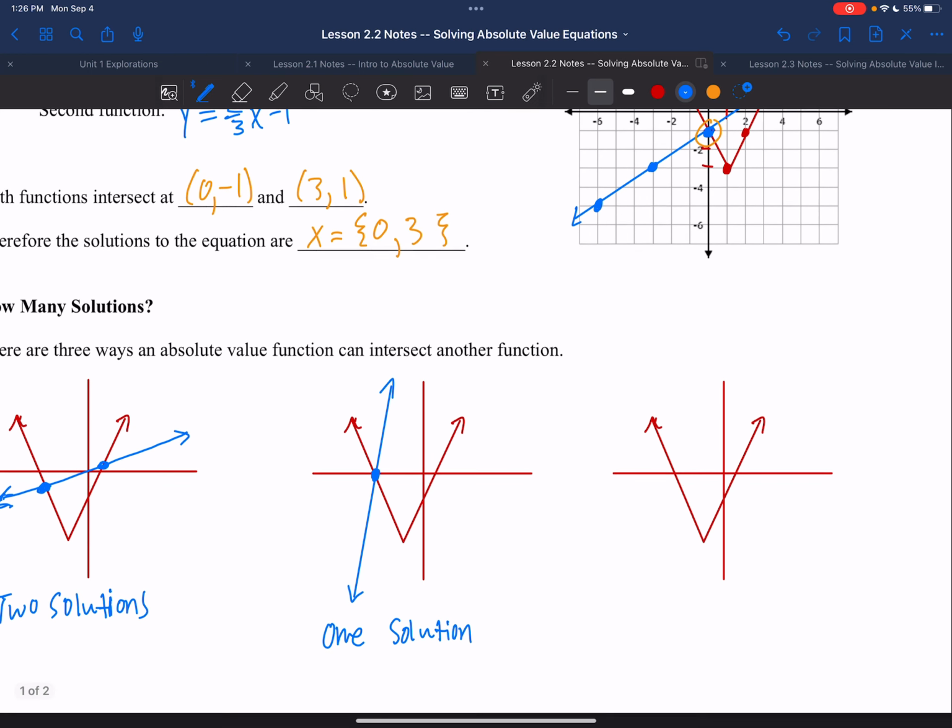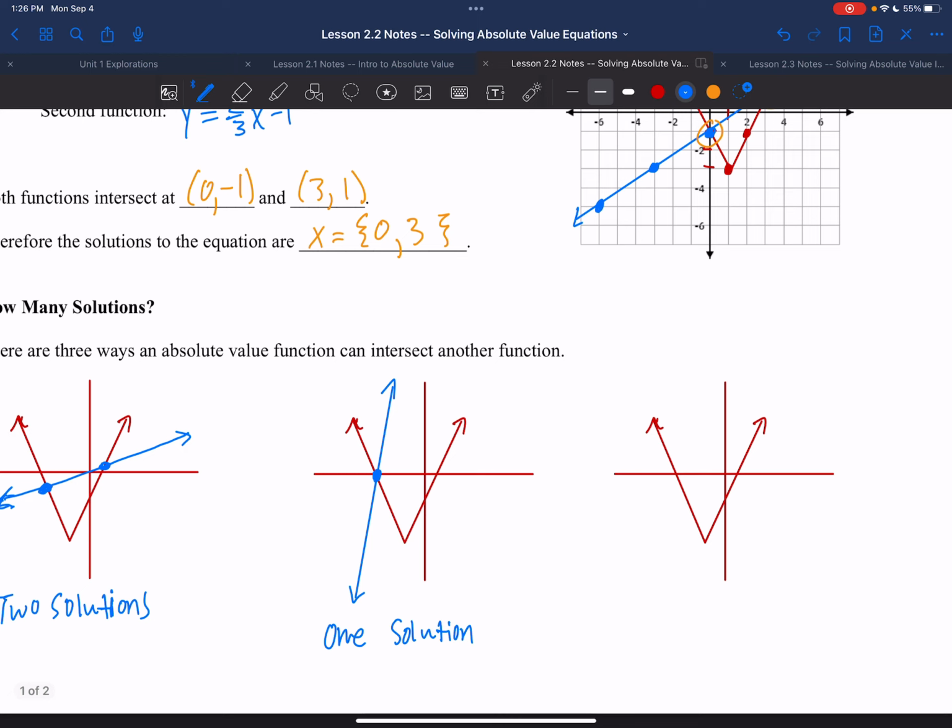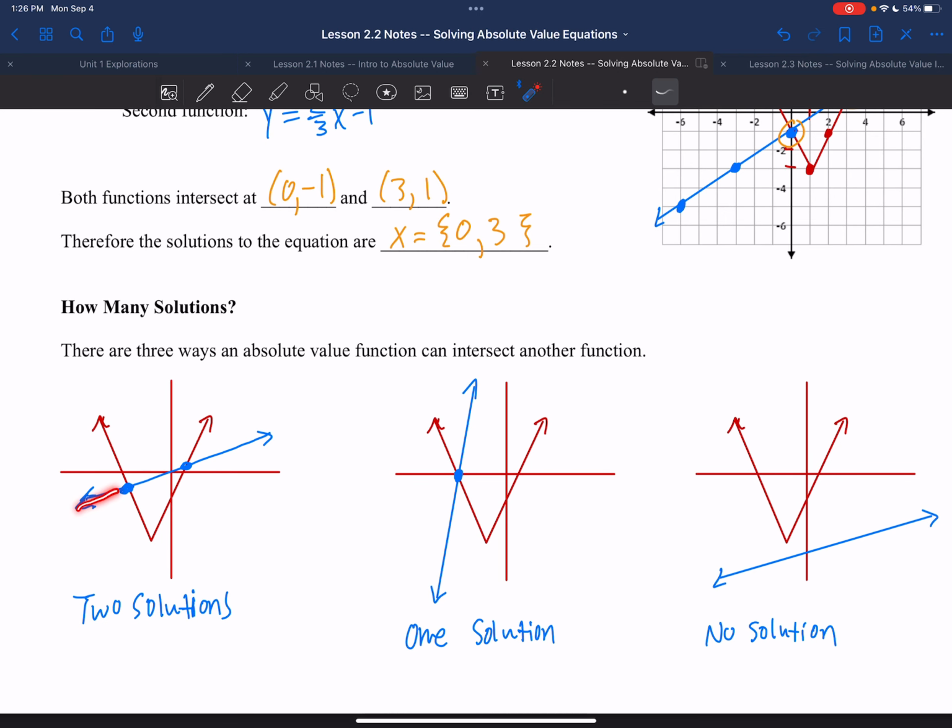And then lastly, I might have a function that just never touches, right? It might be below the absolute value function like so with a really, really small slope like this. And that would be no solution because these graphs never intersect. These graphs never touch. And I could never touch more than twice because if I were to do that, well, if I had to touch here, the only way I could touch again is to go backwards, and then that's not a function anymore, right? Vertical line test. So it's only ever going to touch twice. There's really no way I could touch more than that when it's a basic absolute value function like this.